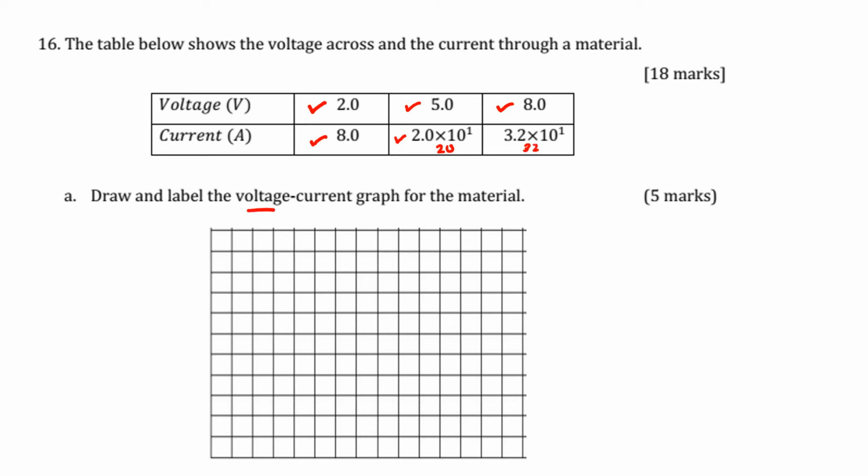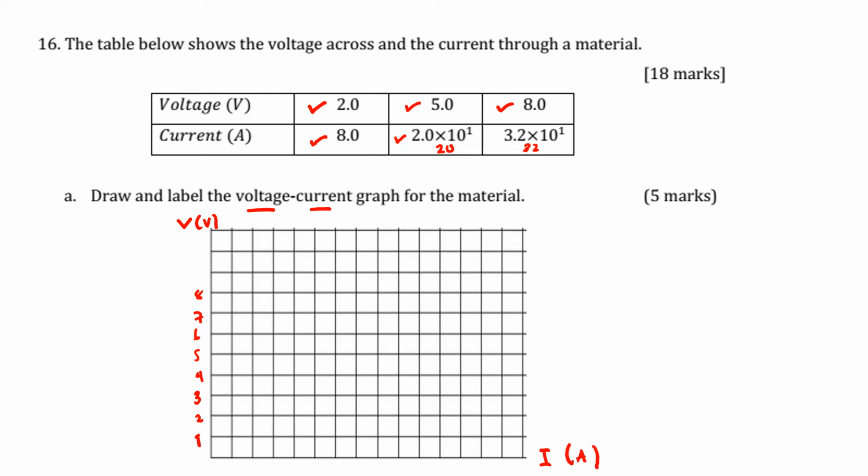Draw and label the voltage current graph for a material. So if voltage is mentioned first, therefore voltage should be on the y-axis, and current should be on the x-axis. And in labeling the axes or in assigning the values, the increment should be consistent. So let's start with voltage. We could say if this is 1, this is 2, 3, 4, 5, 6, 7, and 8, and the unit here is volts. The unit on current is ampere.